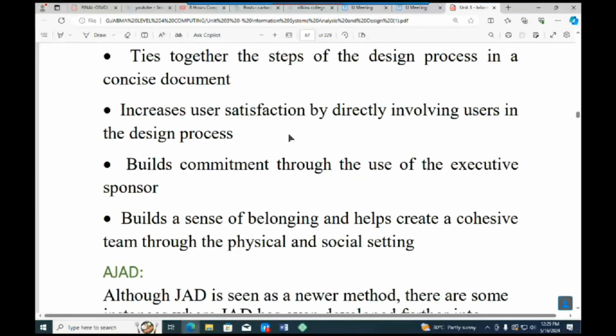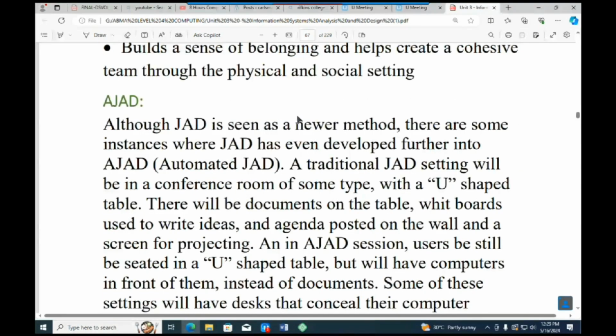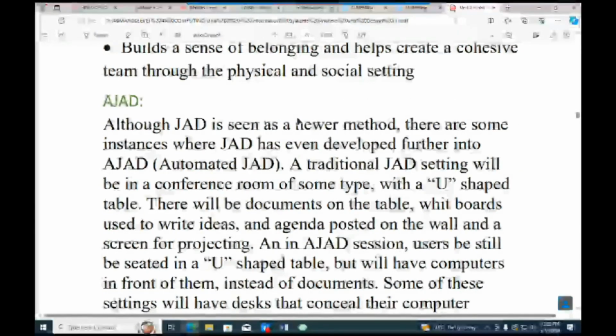Also, they increase user satisfaction by having direct involvement of users in the designing process. They also build commitment through the use of the executive sponsor. We have the executive sponsor in there, so there is commitment building. So the process also builds a sense of belonging, since it is helping us to create a cohesive team through both physical and social setting.